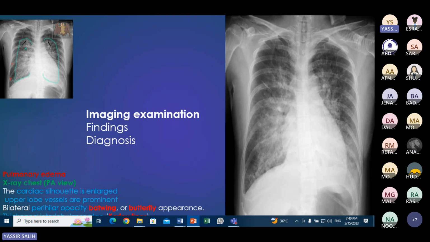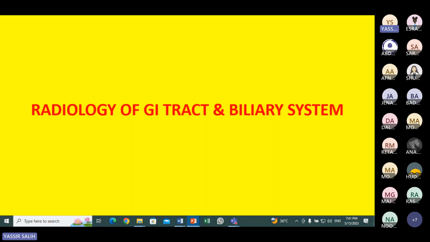If they give you this chest X-ray and ask you to mention one sign, or what is the diagnosis, or what is the shape of the opacity, you know it is butterfly or bat wing. For one sign, you can mention increased cardiac shadow. Also the upper lobe prominent vessels: the upper lobe vessels became dilated, more dilated, which is also a sign. Please go and compare between this and the normal one.